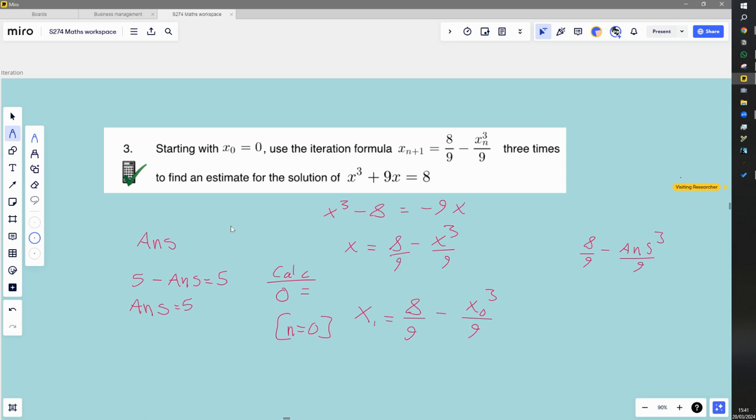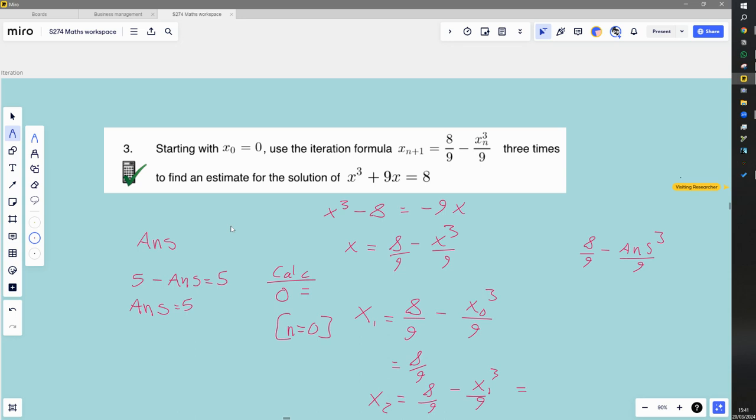So we press enter, and we find out that x1 is 8 over 9. Now, guess what? The new value for the answer is 8 over 9. So when we look at x2, which according to the formula is 8 over 9 minus x1 cubed over 9, the formula on our calculator is already set up. So all I have to do to find out x2 is press equals a second time.